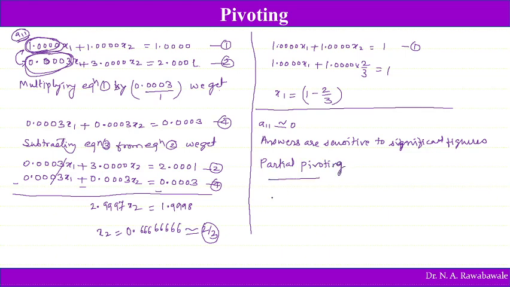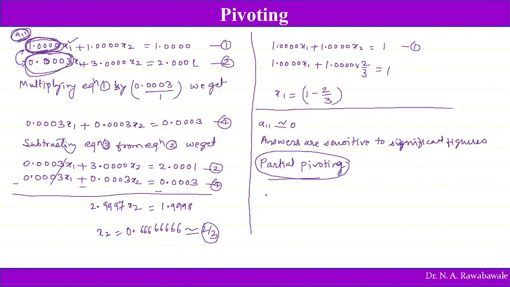So what is partial pivoting? Only the equations are interchanged in order to have the coefficient of the first unknown, which has the highest magnitude, at the first place, that is in the place of a11. So that is known as partial pivoting. So partial pivoting helps us to have an accurate answer with the least number of significant figures. So this is the advantage of pivoting.